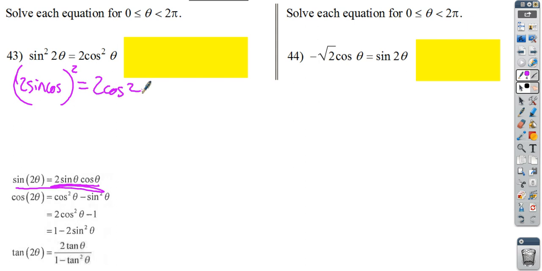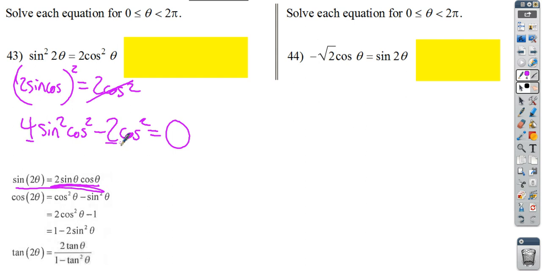cos squared. So if you square 2, you get 4. If you square sine and cosine, you get sine squared, cosine squared. Let's subtract this and put it on this side right here. So it means the right side is now equal to 0. And this strategy we can use as the greatest common factor.